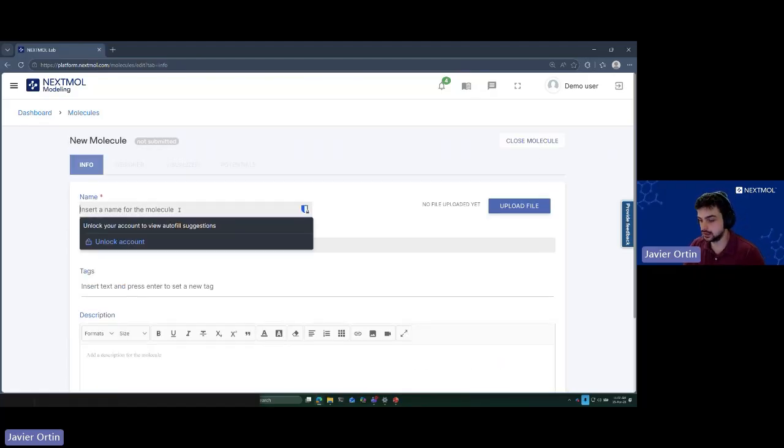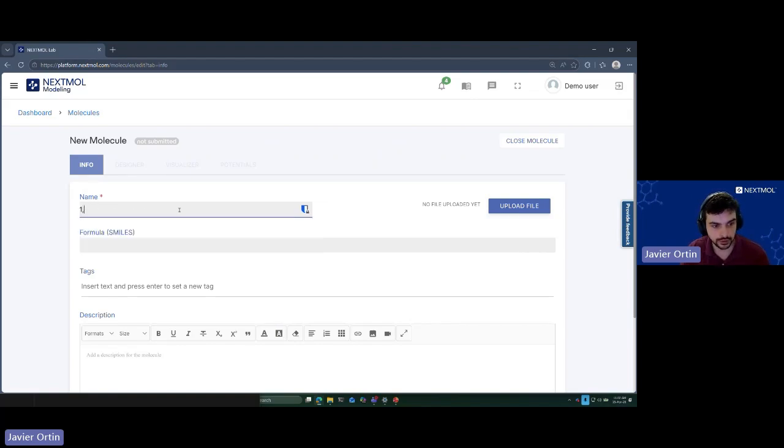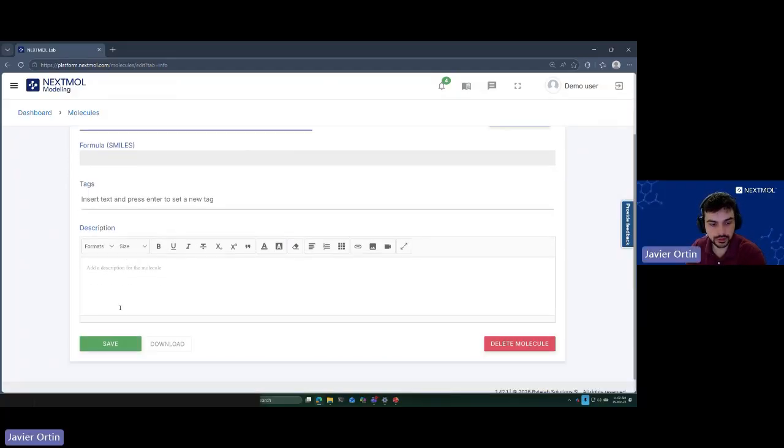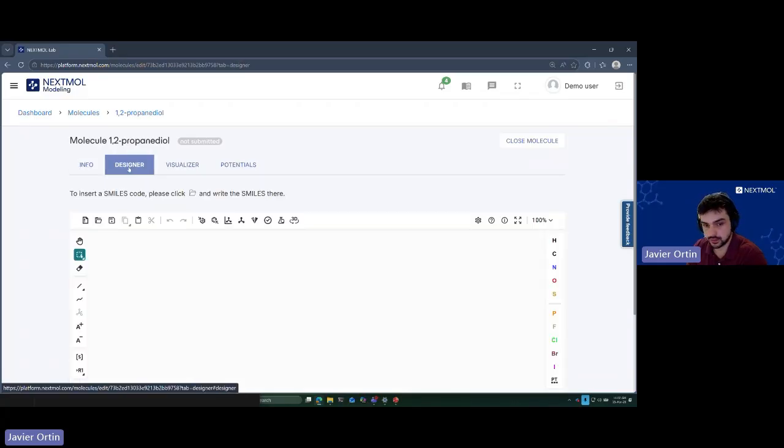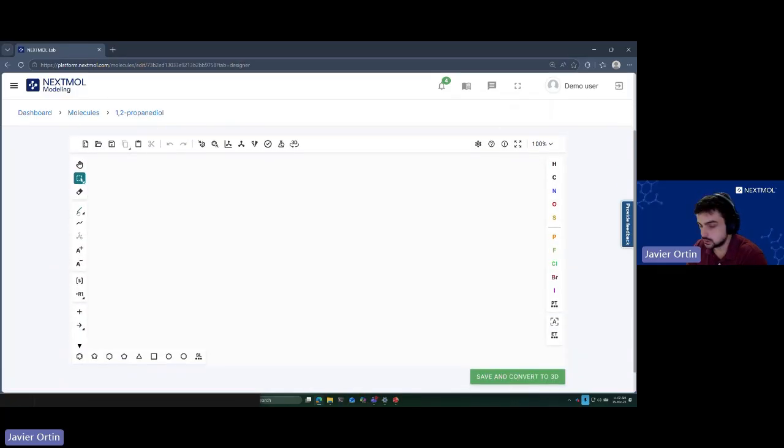And here you can insert the name of the molecule. In this case, we can create, for example, 1,2-propanediol. We can save the name, and then we can jump onto the Designer tab. Here you will find a chemical sketcher that is like any other commercial package that you might have used. And here we can draw our molecule. So for example, in this case, we can do it like this. And we already have a representation for 1,2-propanediol.